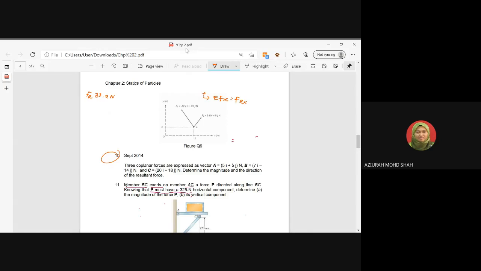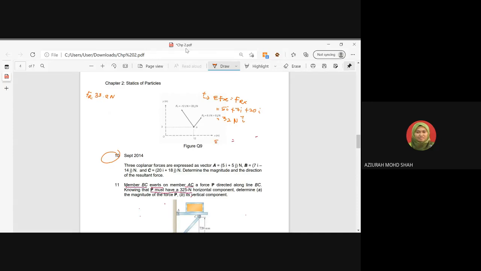So you just put, equal to, 5I, plus 7I, then plus 20I. So total it will be 32. 32I. 32 N lah. Okay, I.